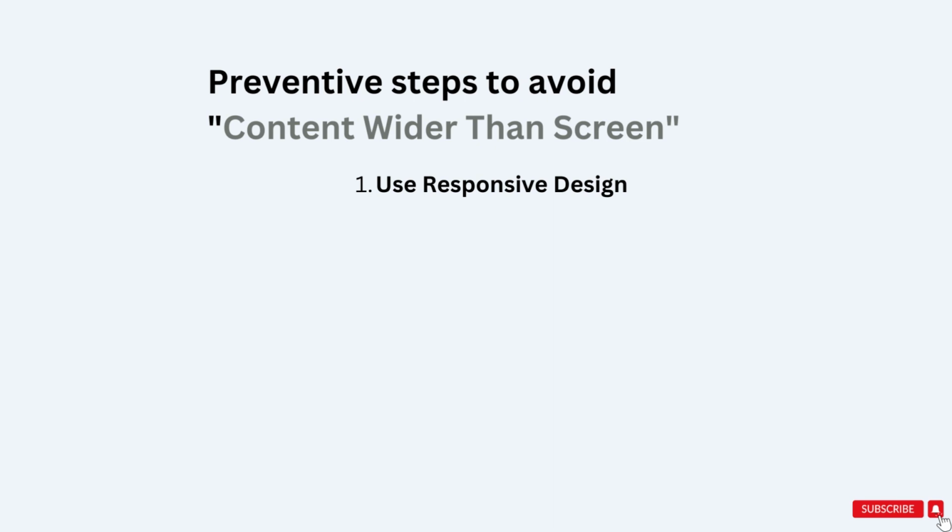You can take the following preventive measures to avoid the content wider than screen error in future. The first one is to use responsive design. Again, make sure the website follows a responsive design approach to automatically adjust the content to fit different screen sizes. And the second one is to limit the image width.